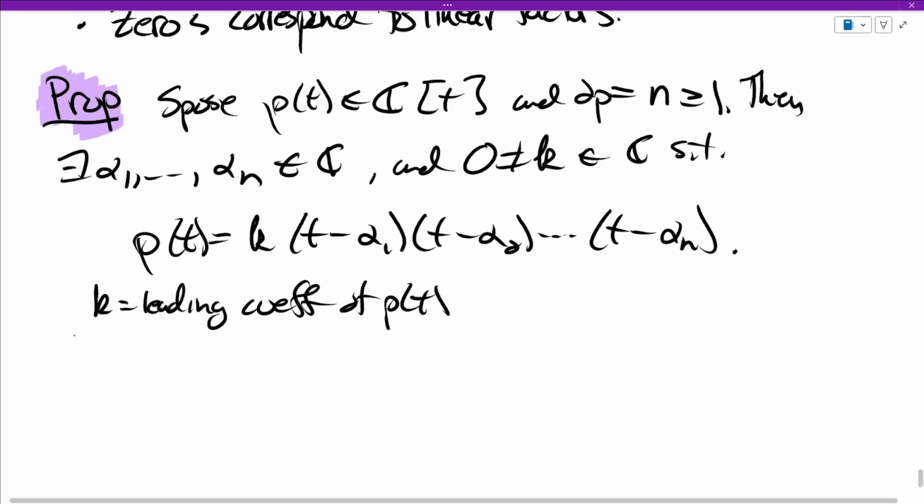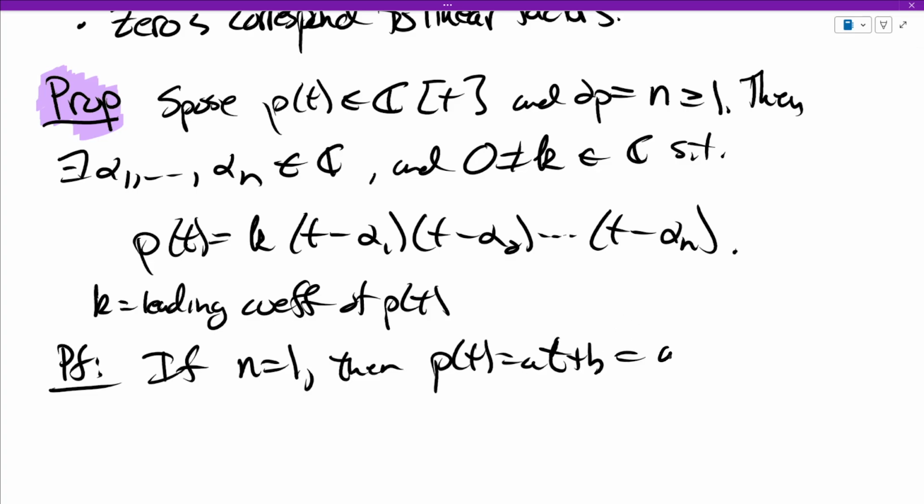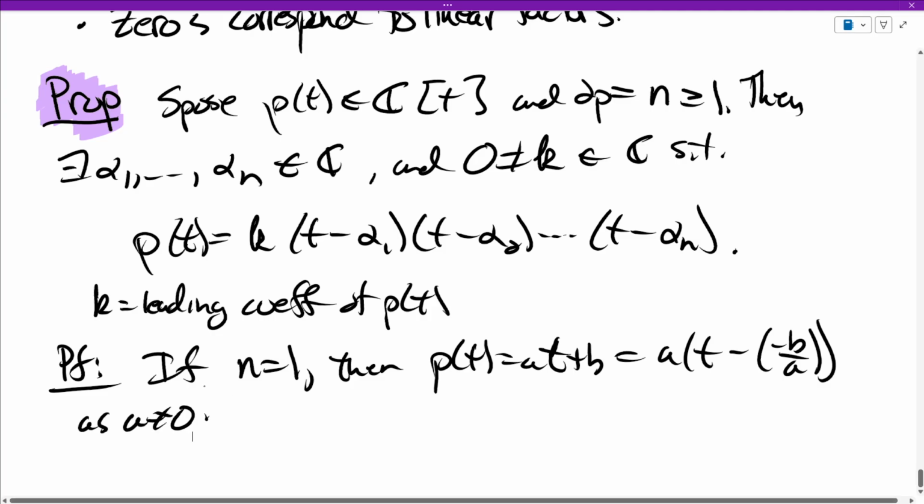All right, proof. Proof of this is simple. We proceed by induction. If n is equal to 1, then P is linear, and we can write this as A times T minus negative B over A, where A is not 0 because it has degree 1, so the leading coefficient has to be non-zero.